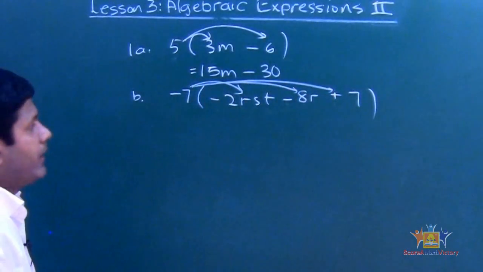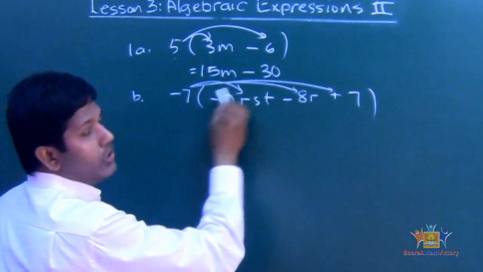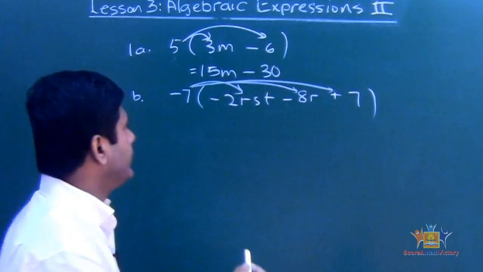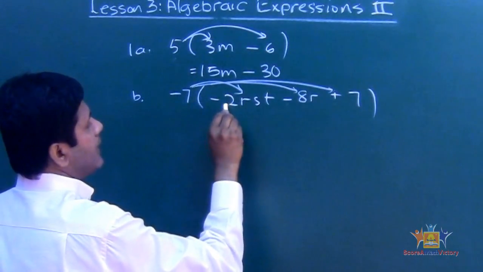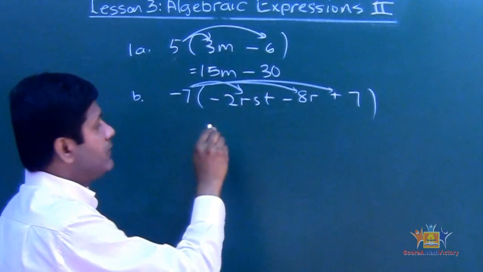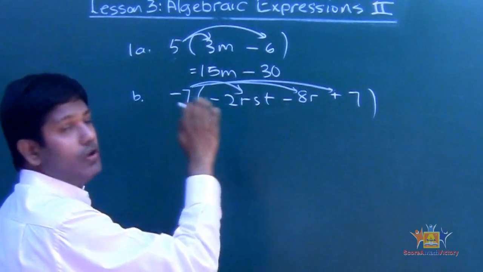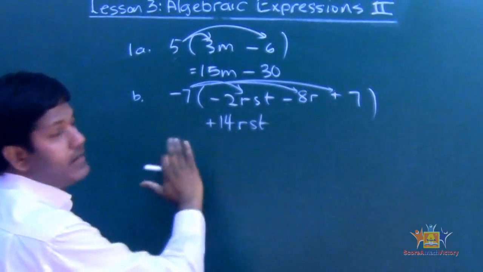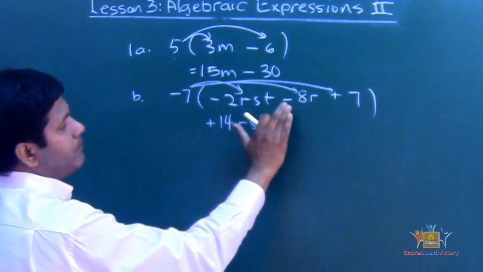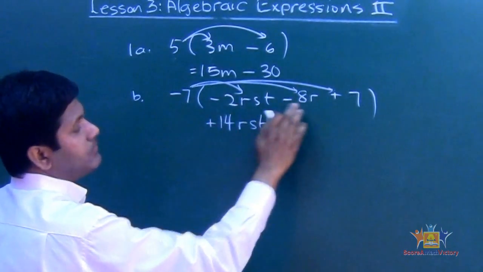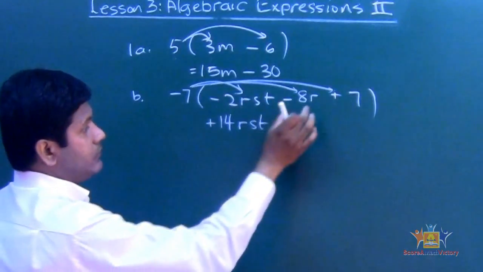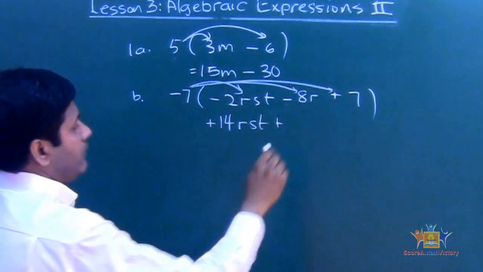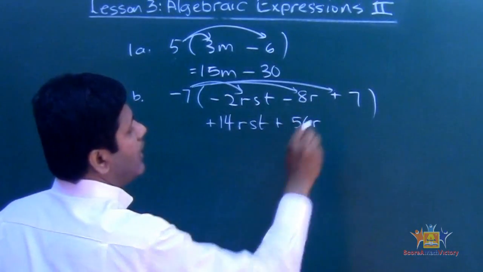See that? So this is one term. Each term gets 1, the shooting arrow. Negative 7 times negative 2: negative, negative is positive, 7 times 2 is 14 RST. See that? That's one term. Negative, positive, 7 times 8 is 56. This is one term. 7 times 8 is 56. Very good. 56 R.